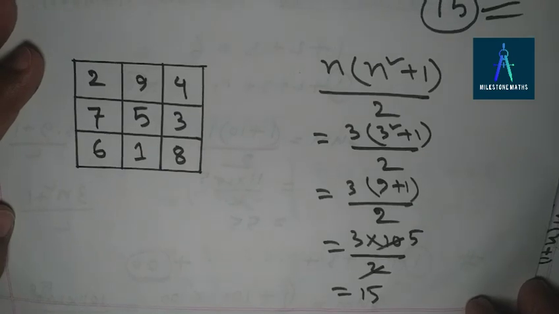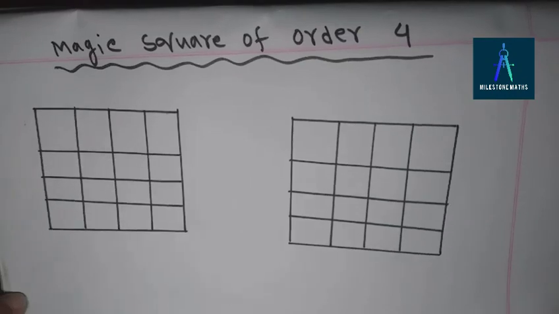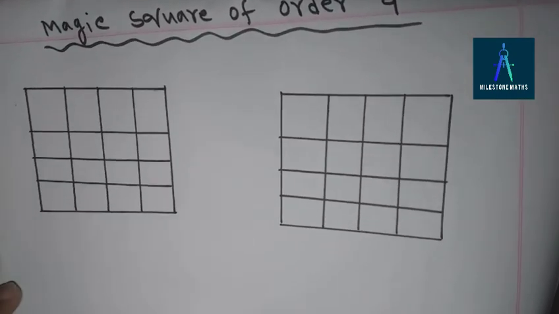So which one is the magic square of order 3? Answer is 15. Okay. Now magic square of order 4.